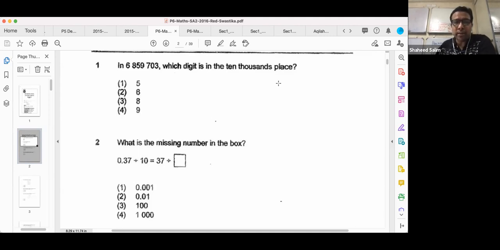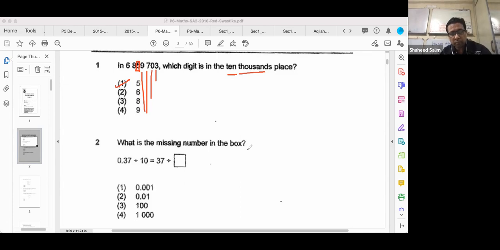Okay, for question number 1, you say 4, and Akil says 1. So who's correct? Okay, you must check. They are asking for the 10,000 place, you know, not 1,000. So this is 1s, this is 10s, this is 100, this is 1,000, this is 10,000. So the answer is number 1. Careful. The next one now. Akil gives the answer already. So sorry, Akil. Gotta try again.